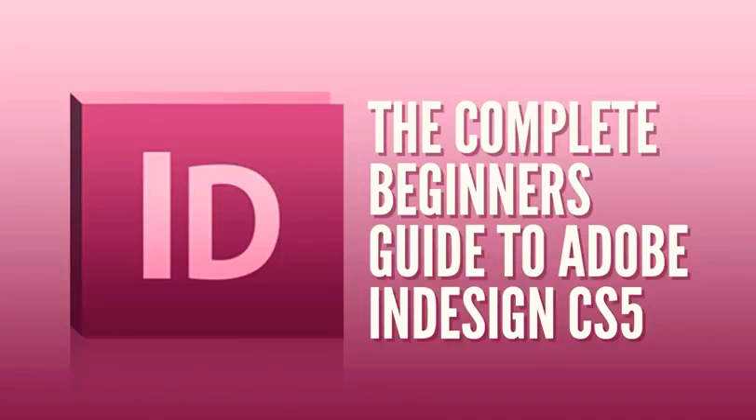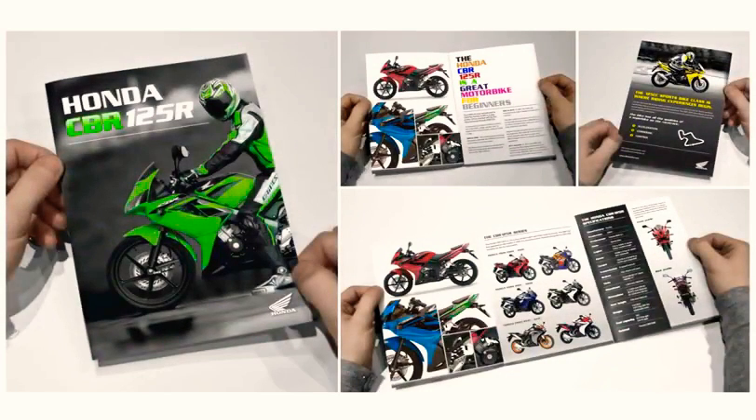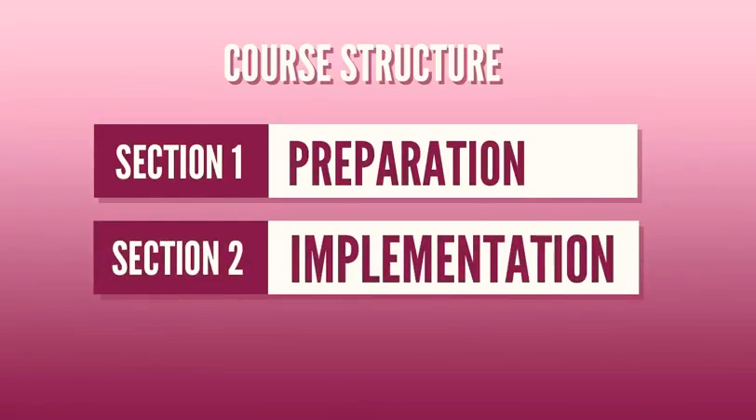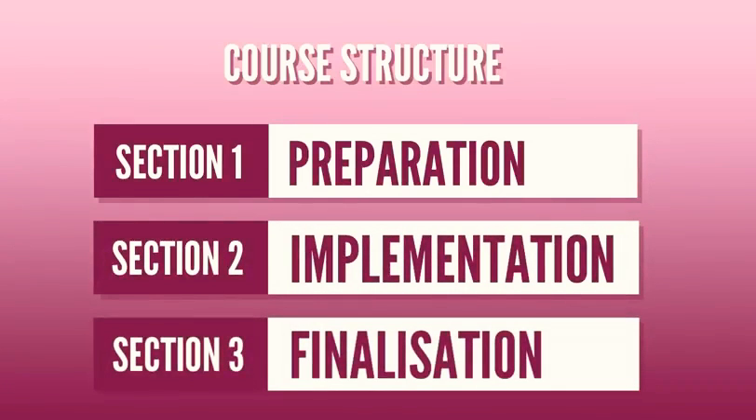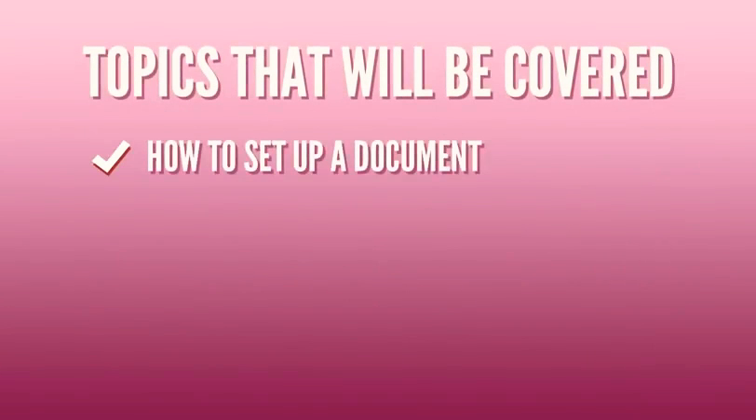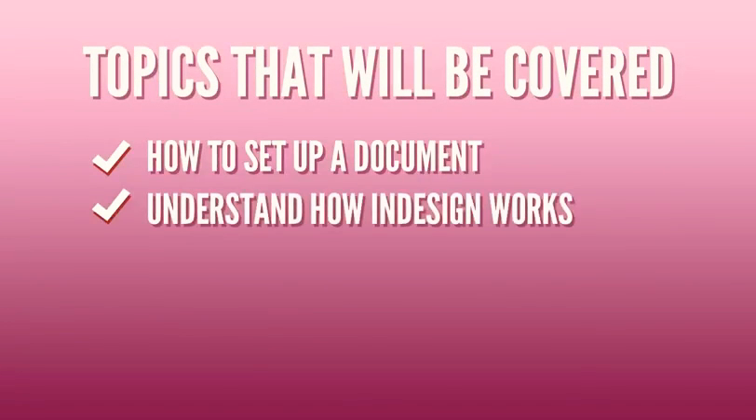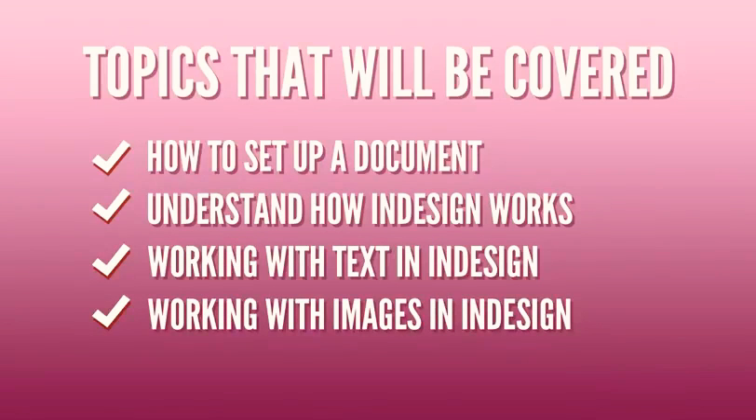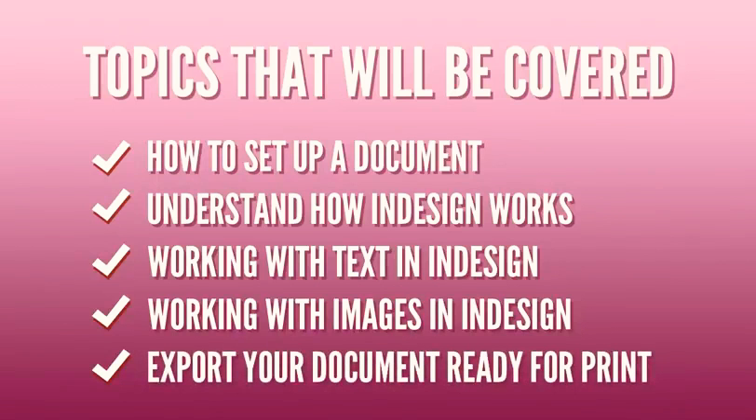In this series, I will be demonstrating how to create a small project in Adobe InDesign from start to finish. To help break down the process, I have structured the course in three main sections: preparation, implementation, and finalization. Along the way, we will be covering many topics, such as how to set up your document, understand how the program works, use text in InDesign, prepare and import images into InDesign, and finally, export your document ready to print.